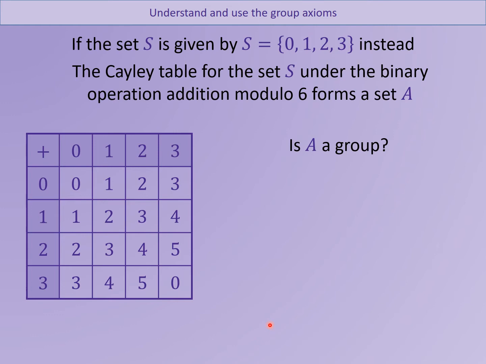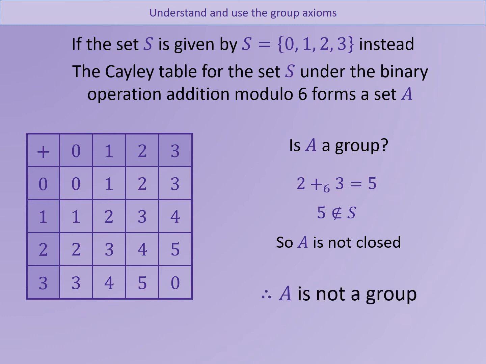And the reason why it's not a group, you need to be able to say it. It's got the identity in there. I think it's got the inverse in there as well, because any number plus another number gets you 0. 4 plus 2, 3 plus 3, 5 plus 1, 0 plus 0. So everything's got an inverse. It's associative, yes, but it's not closed. It's not closed because if you look, you've got 2 plus 3, and 2 plus 3 is 5. Now 5 was not in the original set, so therefore it is not closed. 5 is not within the set. A is not closed, therefore A is not a group.